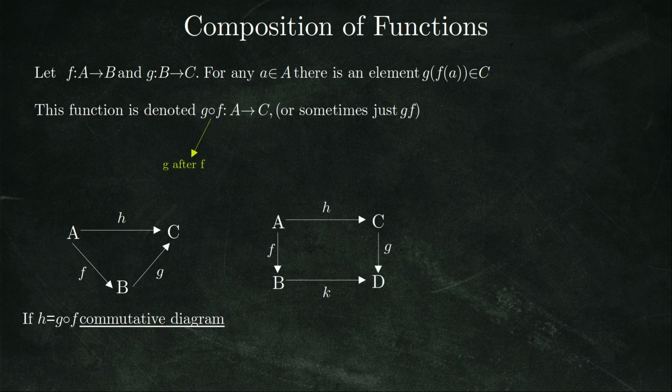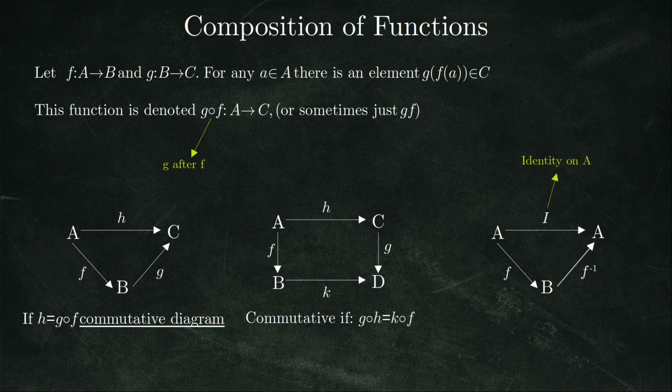Here's another one. We have f maps A to B and k maps B to D. And h maps A to C and g maps C to D. And in this case, if g after h equals k after f, then this is commutative. So then it doesn't matter whether we go A, C, D or whether we go A, B, D. And finally, here, if we have f maps A to B and f inverse maps B to A, then, if these are well defined, we have the identity function that maps A to A, and it just maps every point to itself.